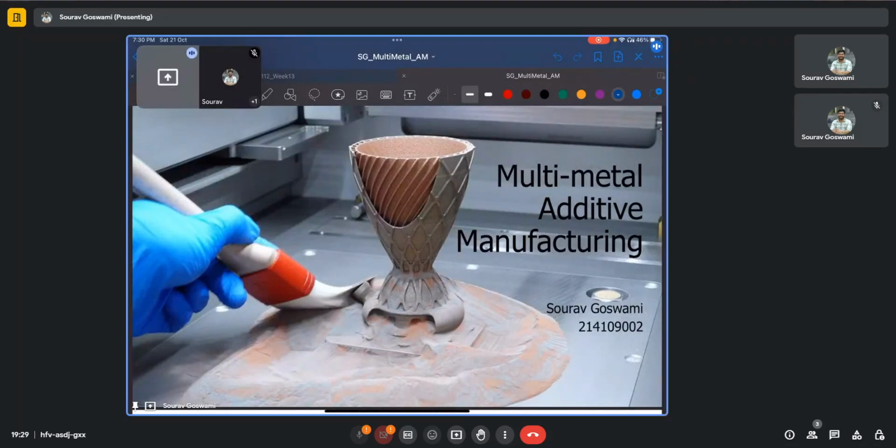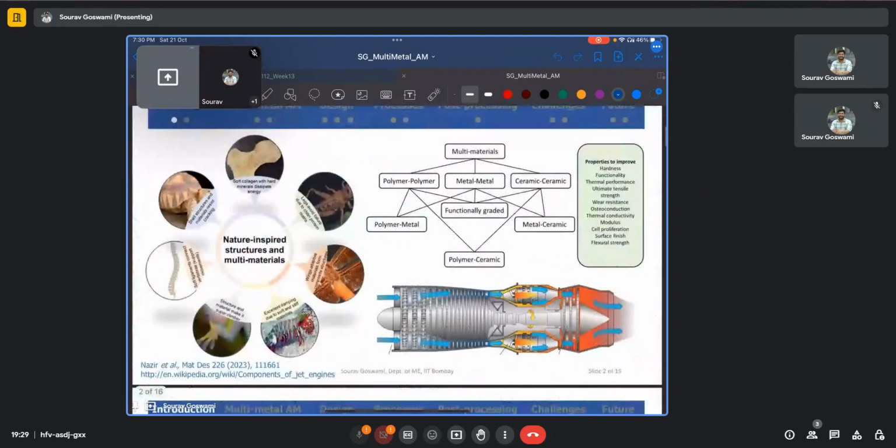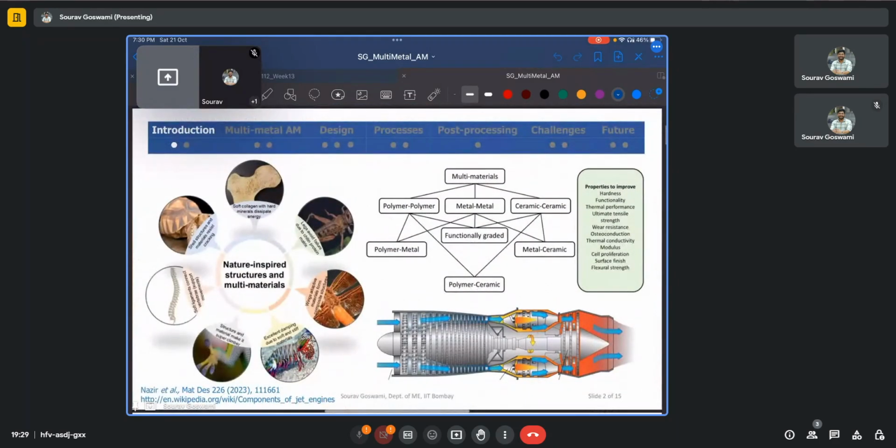So let us resume. In the second set of slides, I would just like to cover some of the broad aspects of multi-material additive manufacturing, or in this case, multi-metal additive manufacturing. So first of all, we know that multi-material additive manufacturing, or the additive manufacturing of functionally graded materials, is actually a nature-inspired concept, something borrowed from natural objects and natural creatures.